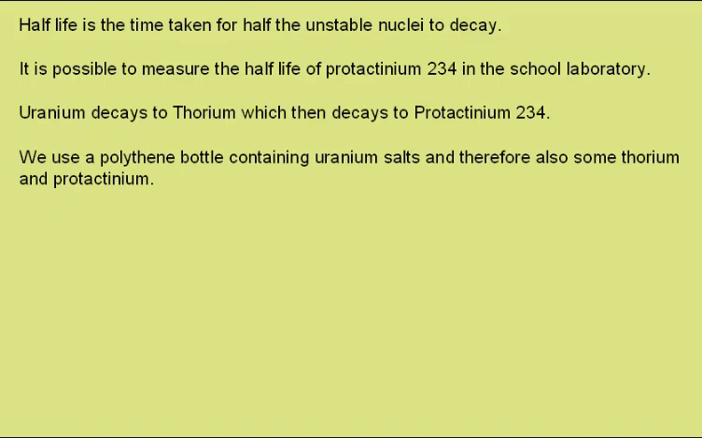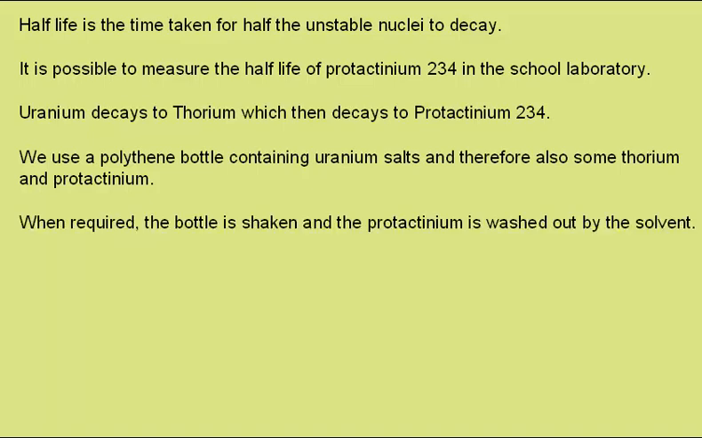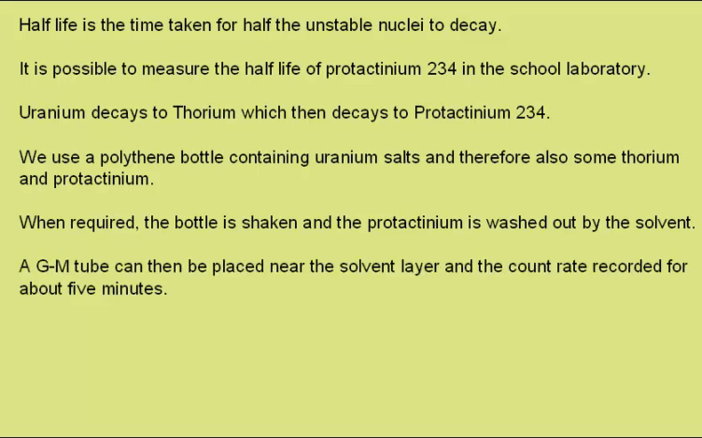We use a polythene bottle containing uranium salts, and therefore also some thorium and some protactinium. When required, the bottle is shaken and the protactinium is washed out by the solvent present. Then, by placing a GM tube next to the solvent layer, the count rate can be recorded for about 5 minutes.